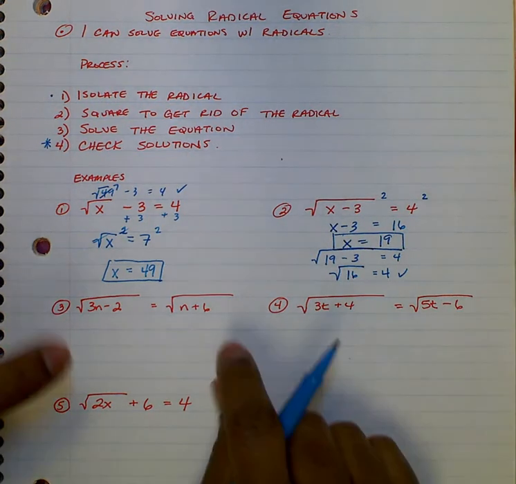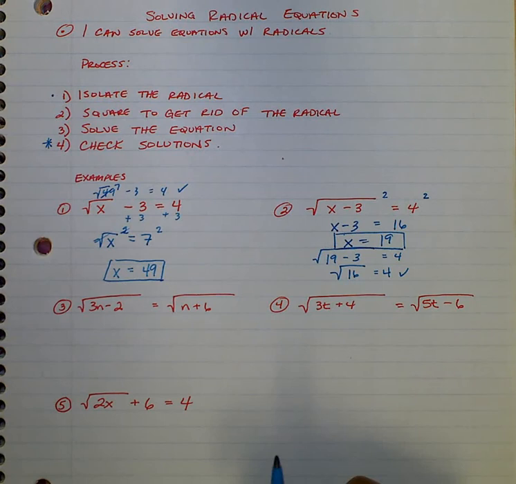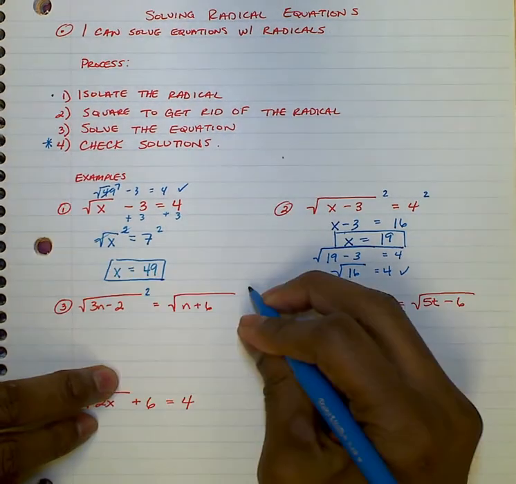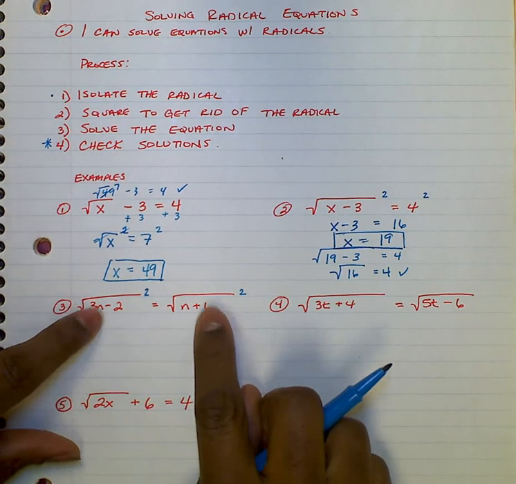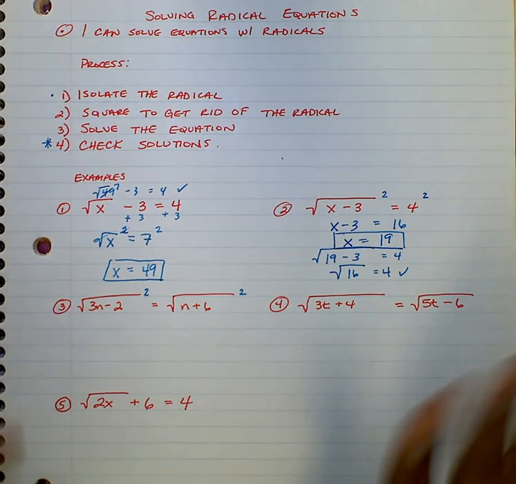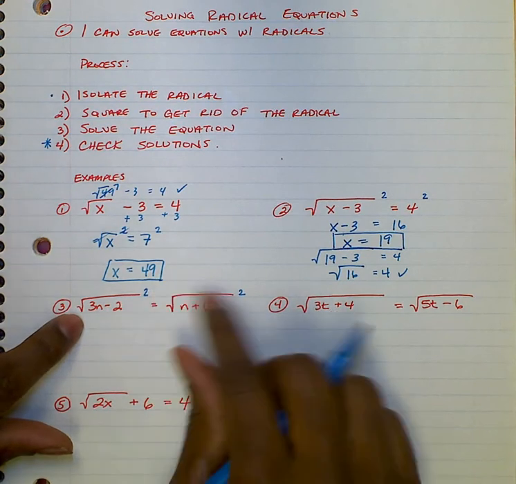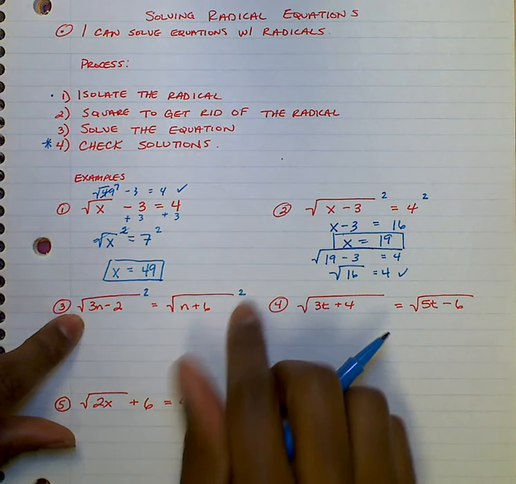Here, for these next two problems, we have a square root on both sides. In order to get rid of the square root, we will square it. Notice that the radicals are already isolated. They're on the sides by themselves. There's nothing outside of it, so we don't have to add or subtract. And so now we need to get rid of the radical by squaring both sides. When we do that, they cancel out.